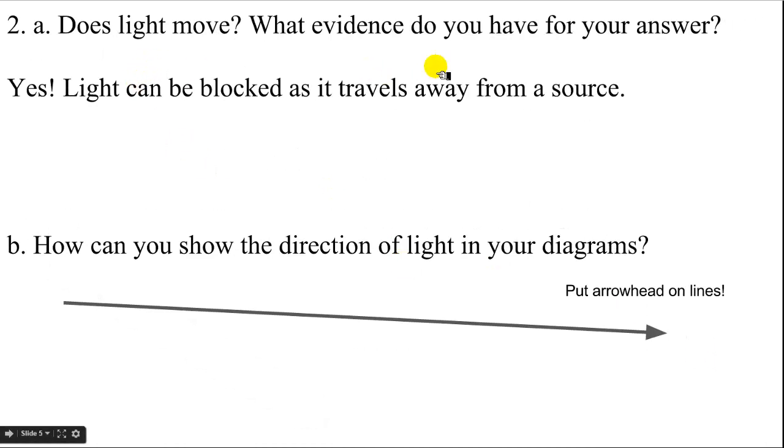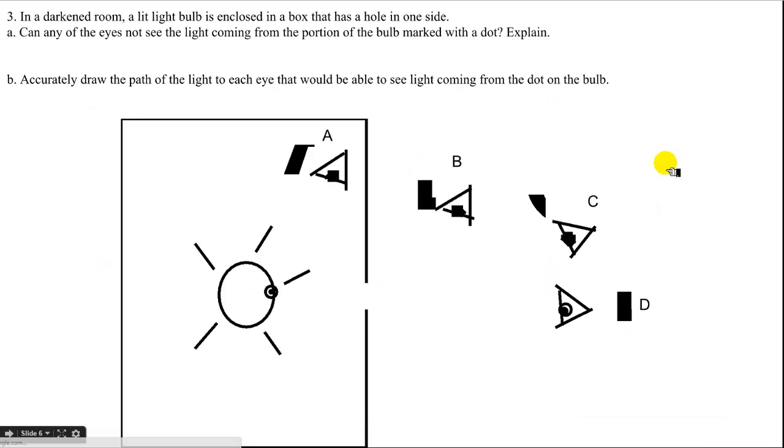Does light move? What evidence do you have for your answer? Yes, light moves. Light can be blocked as it travels away from a source. How can you show the direction of light in your diagrams? We're going to put an arrowhead on the lines.